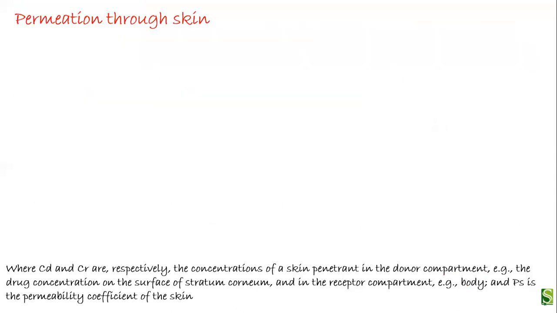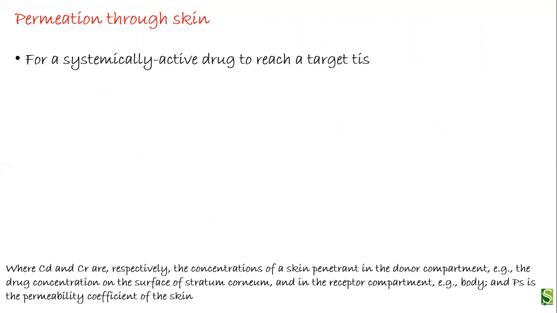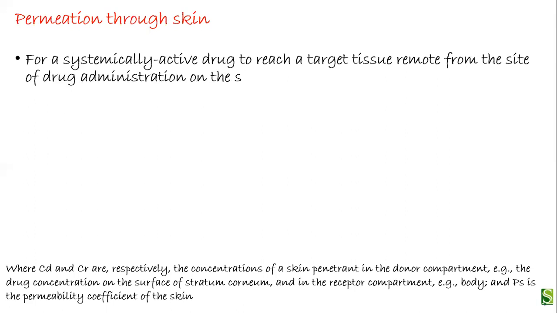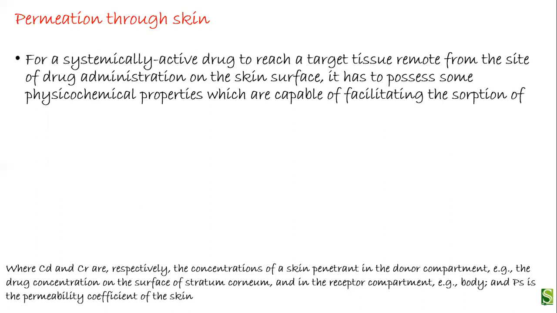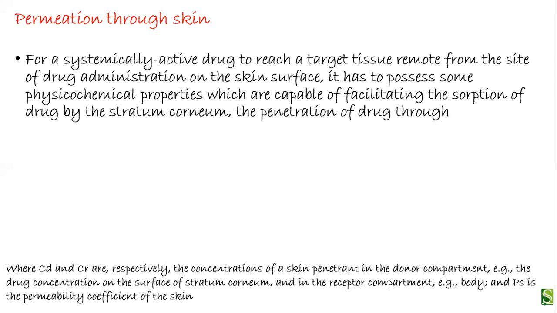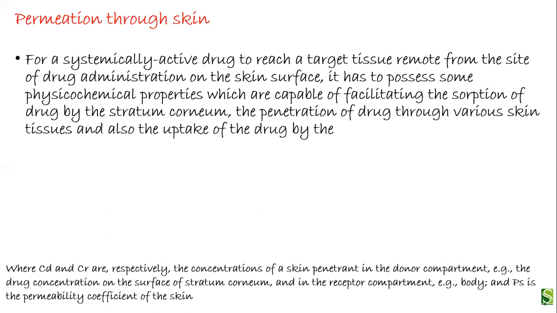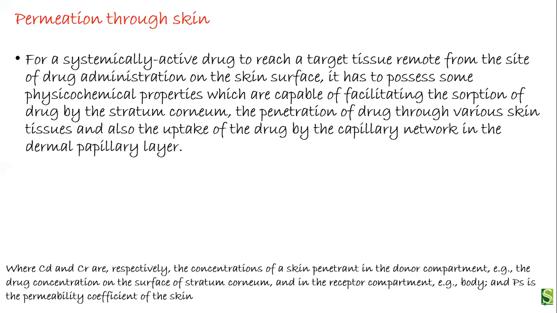Now let us see the permeation through skin. For a systemically active drug to reach a target tissue remote from the site of drug administration on the skin surface, it has to possess some physicochemical properties which are capable of facilitating the absorption of the drug by the stratum corneum. The penetration of the drug through various skin tissues, and also the uptake of the drug by the capillary network in the dermal papillary layer.